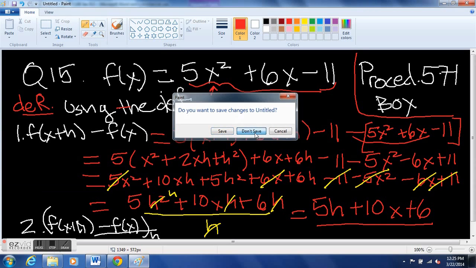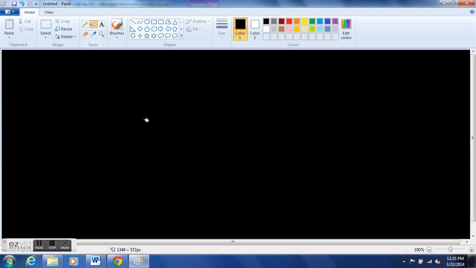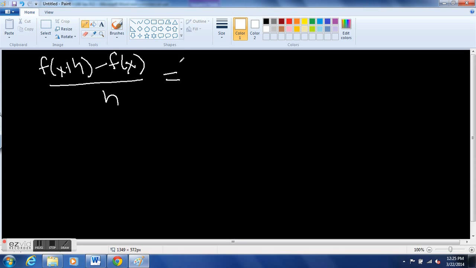Let me get a new picture. I need more space. One of my frustrations with Paint is that it doesn't just scroll up. But that's okay. So again, we said f of x plus h minus f of x all divided by h is equal to, I just said it was, 5h plus 10x plus 6 from the previous work. You can rewind it on your video.